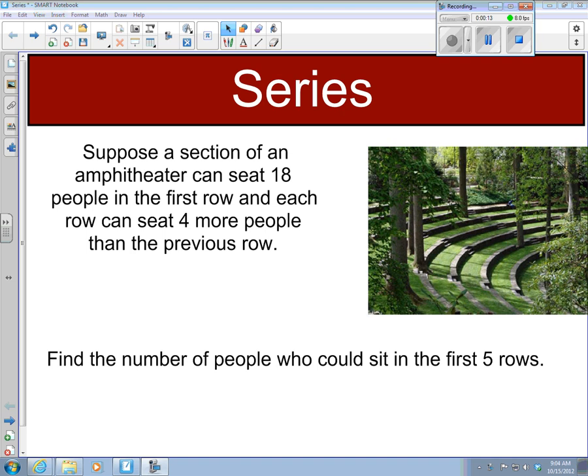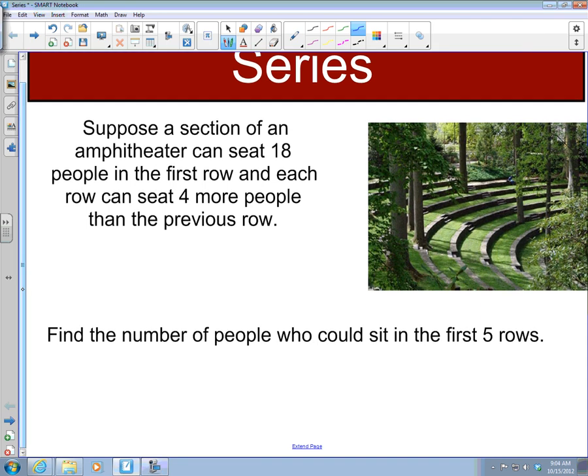Okay. Suppose a section of an amphitheater can sit 18 people in the first row, and each row can seat 4 more people than the previous row. So basically, you're adding 4 on to each row. Each row you go up, you add 4 more seats. Find the number of people who can sit in the first 5 rows.